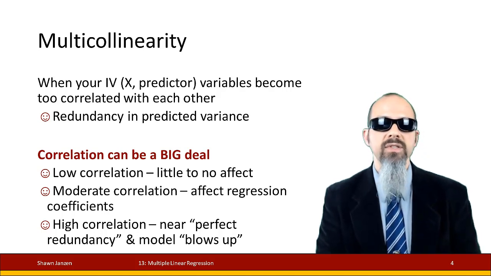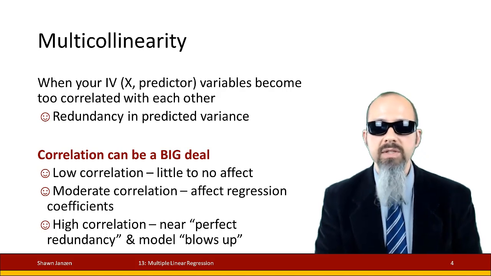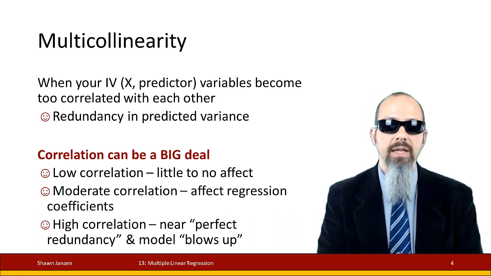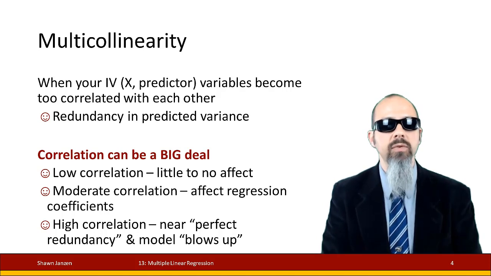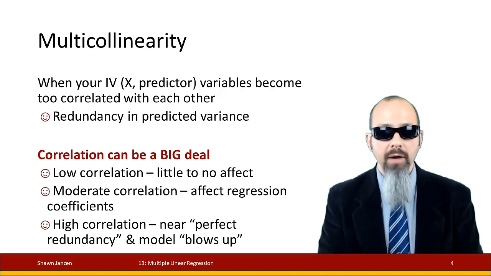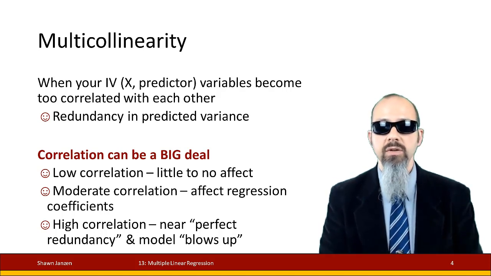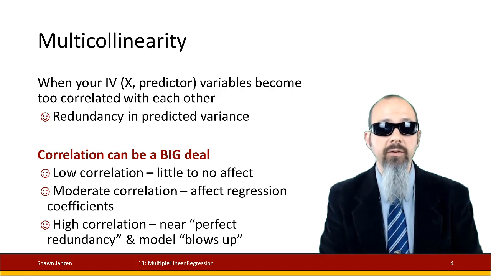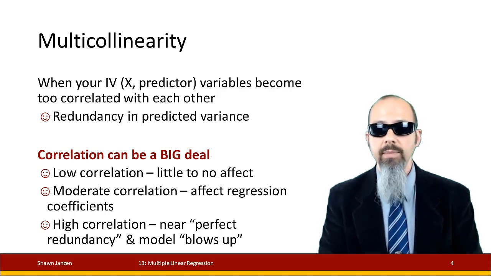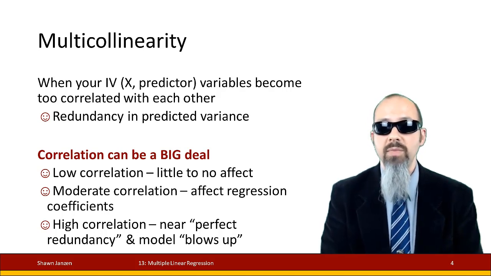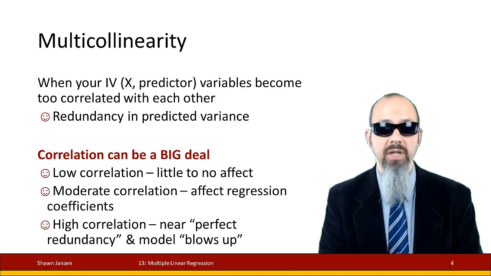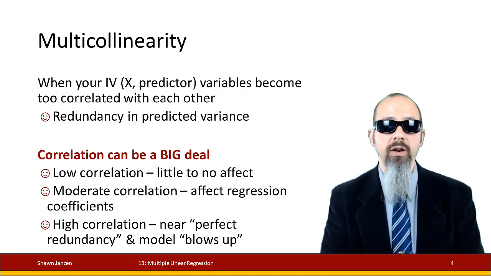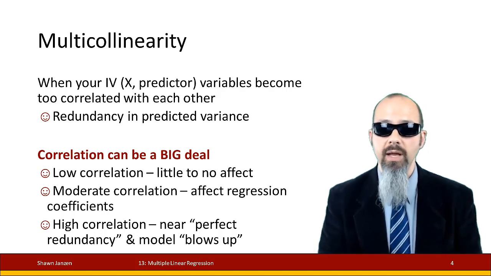Now, you're going to have some correlation between them. This is normal, this is usual. And having small amounts of correlation, not so bad. We can live with that. We can work with that. Moderate correlation can start to affect your regression in meaningful ways. And at high amounts of correlation, then we have a technical term. We say that your model's blown up. It has perfect redundancy with one or more variables and can damage your model.